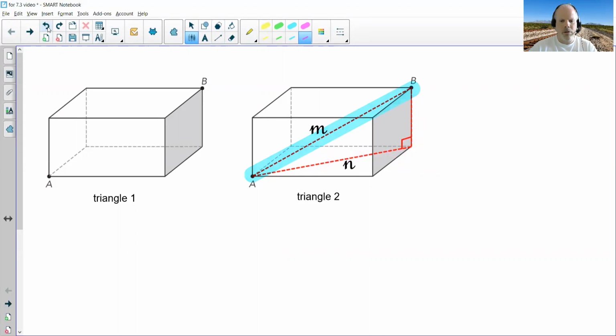Well, in this lesson, we're going to learn how to find the length of line N. And then in 7.3b, we'll learn how to find line M. In the meantime, let's just worry about line N.